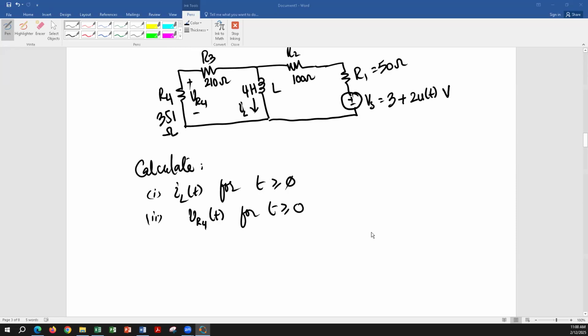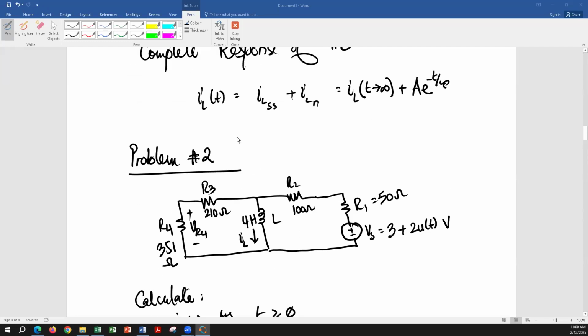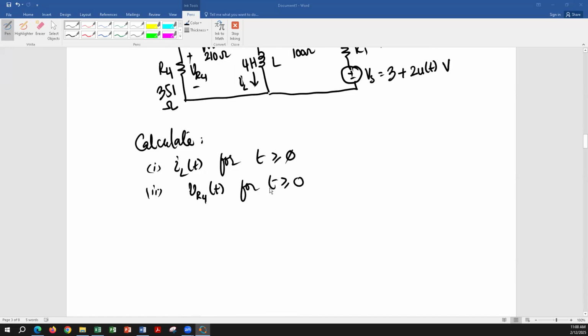Okay. So first thing we have to find, since we are trying to find the current value, is the initial value of the current, such that we can use that initial value to find the value of A. So let's go ahead and find the initial value of current. For t less than or equal to 0, IL(0 negative) will be equal to IL(0 positive). Let's call it I naught.